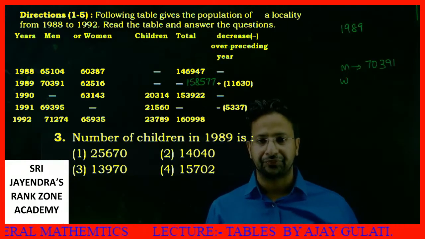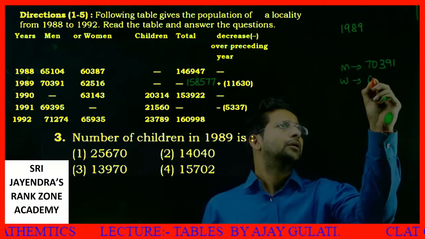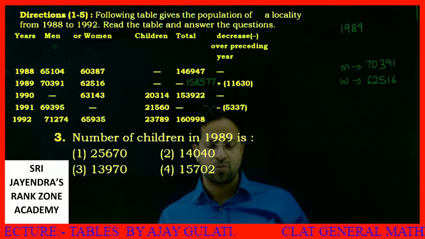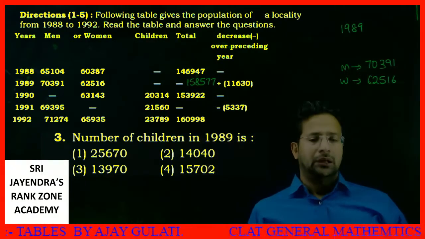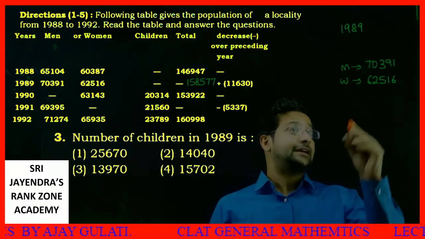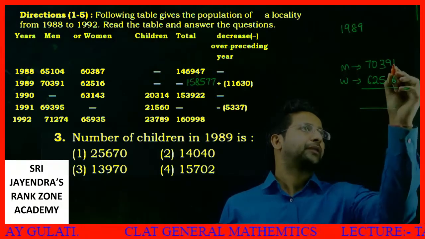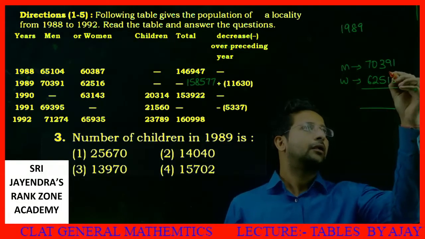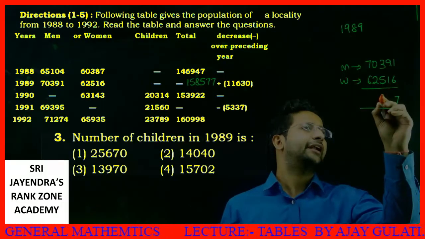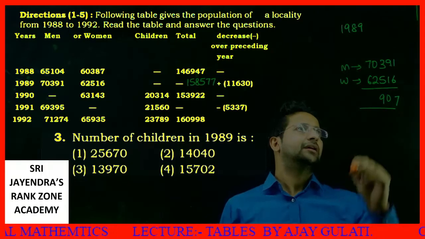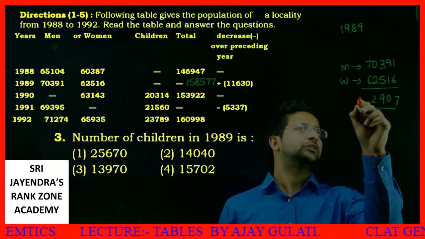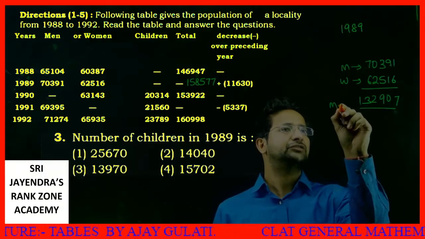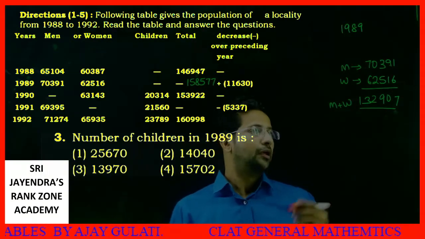70391. Number of women 62516. Okay, clear. Now, dear students, let's add these up. 1 and 6, 7 visible. Then 39 and 51, I can directly say 90, 70. This is 2. This is 1, 3, 2. This is the population of men plus women.